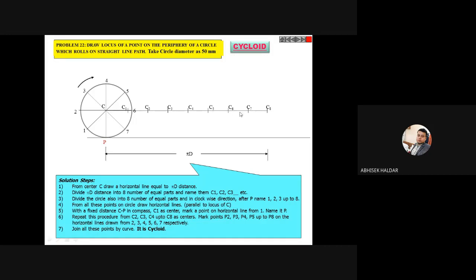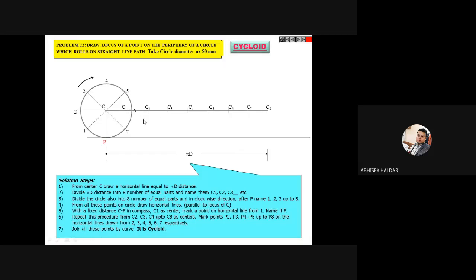Can you tell me what is the physical significance of these C1, C2, C3 and so on points? Yes, very good. Basically, my circle is rolling. So point P will obviously go up. I don't know how it is going, so I will trace that later. But my center will also move, and the center will be moving obviously on a straight line if my circle is rolling on a straight line. So these C1, C2, C3, C4 points are nothing but the locations of different center points when it is rolling, and C8 is the last center point for one full revolution.